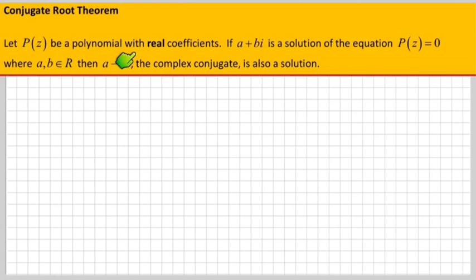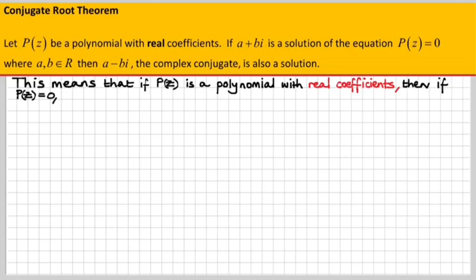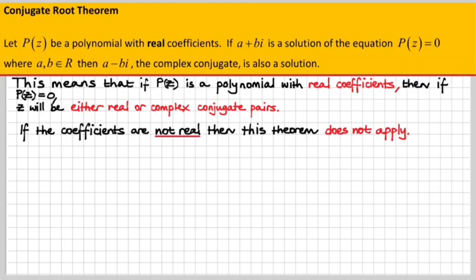p of z is a polynomial with, if it has real coefficients, right? It has to be real coefficients. All terms have to have real coefficients in this polynomial. Then if this is a solution of the equation p(z) equals 0, where a and b are reals, then this complex conjugate must also be a solution. So this means, ladies and gentlemen, that if p of z is a polynomial with real coefficients, then if p(z) equals 0, okay, z will be either real or it will form complex conjugate pairs. That's what this theorem means, and we will test that as we do further examples.